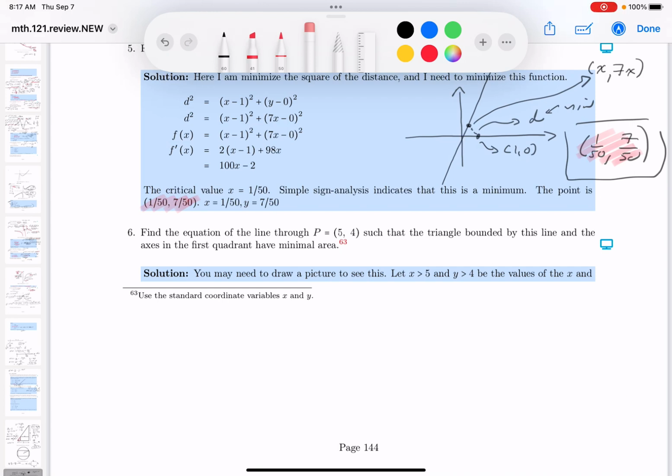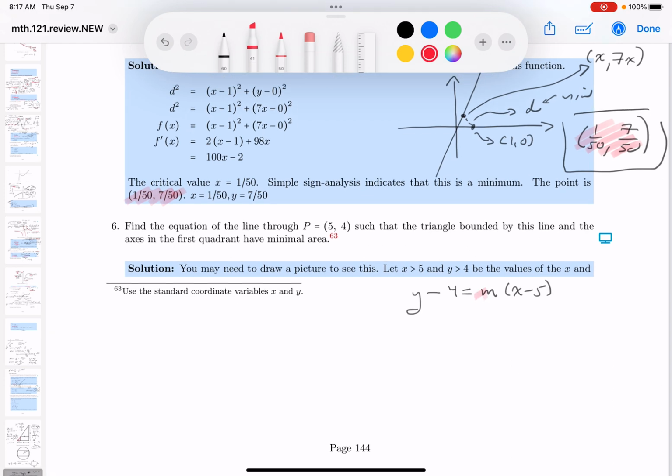Again, looking at number 6, it says find the equation of a line through. And I know what I'm looking for. I'm looking for an equation of a line through that point. So the equation of the line is going to look like this: y minus 4. I don't know the m yet, by the way. And then it's going to be x minus 5. So my goal here is to find out what the m is in the problem.